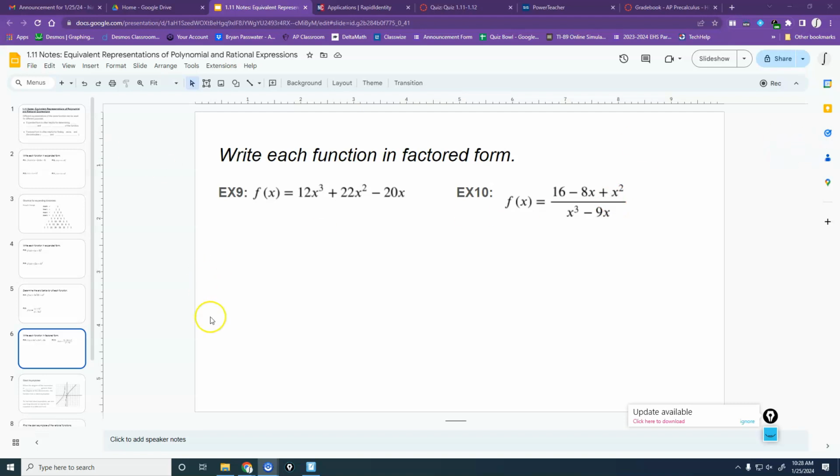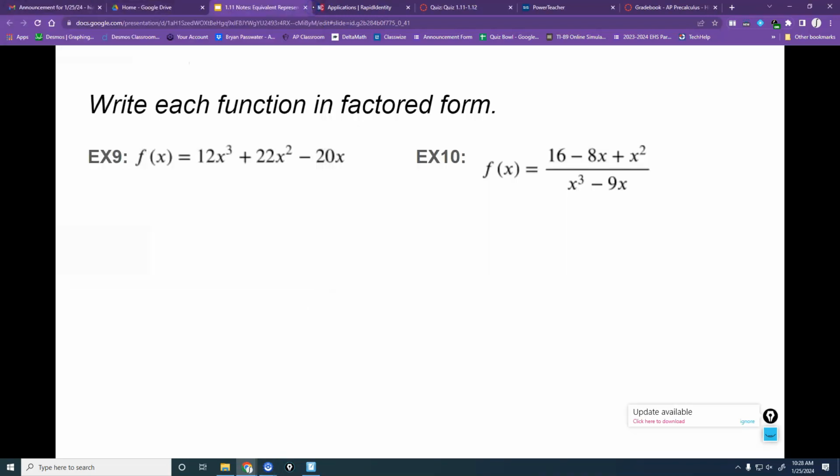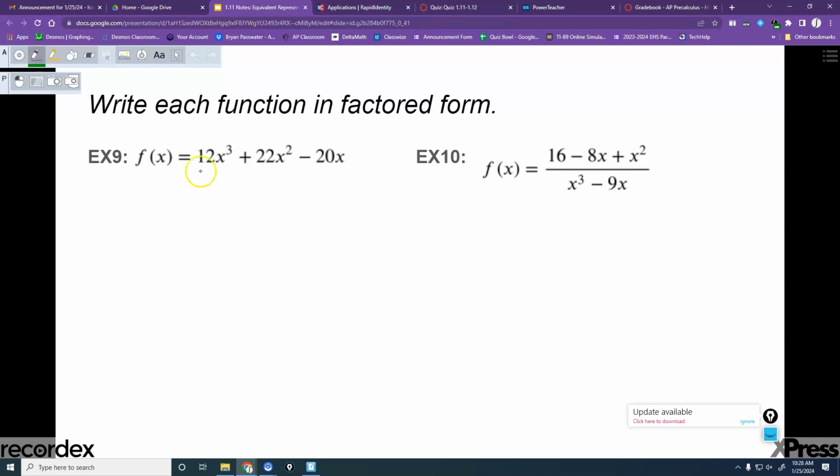Regular factoring, and then we're going to look at something called slant asymptotes. Okay, so let's make this bigger here. Make it so I can write. Okay, all right. So quick review of just regular factoring. If I have something like 12x to the third plus 22x squared minus 20x, what should I do first to factor that?